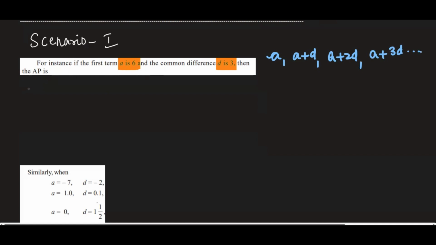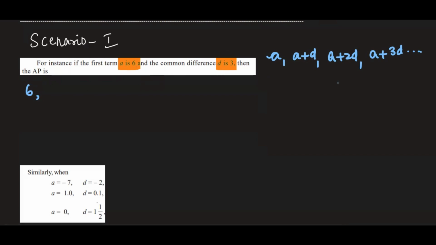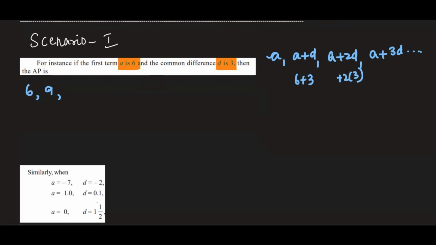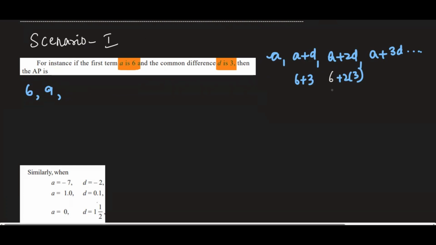So here the first term is A. It's very easy for us. So 6. Now what is the next one? A plus D. Basically, you'll have to add. Here D is a positive one. So A plus 3, that is 6 plus 3, will be 9. So the second term will become 9. Again A plus 2D, that is A plus 2 into D. What is A here? A is actually 6. So 6 plus 6 will become 12. Then again adding 3 to this will become 15. Again adding 3 to this will become 18. Then again adding 3 to this, that will become 21 and so on.